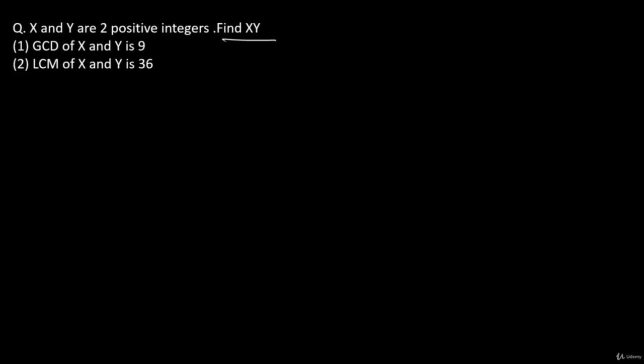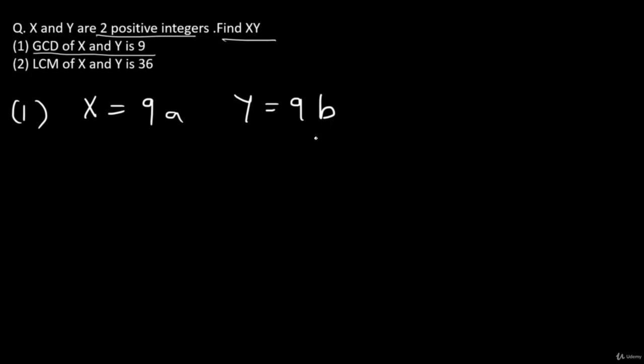Alright, we are back. I hope you have given it a try. Let's do it together. Now, over here, you can see that x and y are two positive integers and the GCD of x and y is 9. So using statement 1, I get that x is equal to 9a and y is equal to 9b, because 9 has to be a factor of x as well as y. Now this statement alone is not enough to find x into y, right? Therefore, this statement is not sufficient.